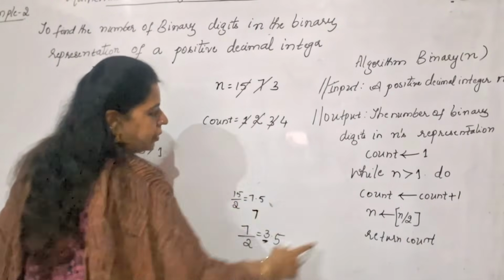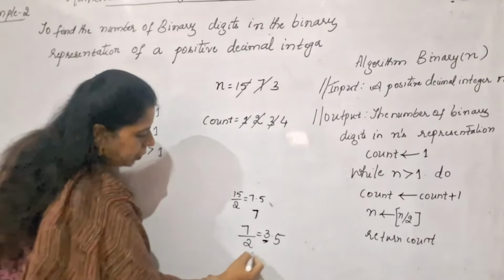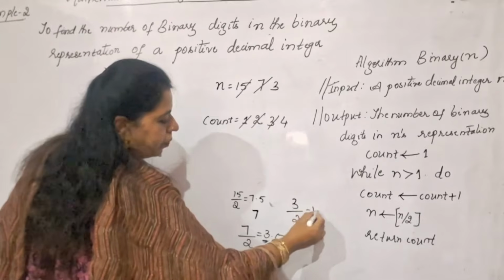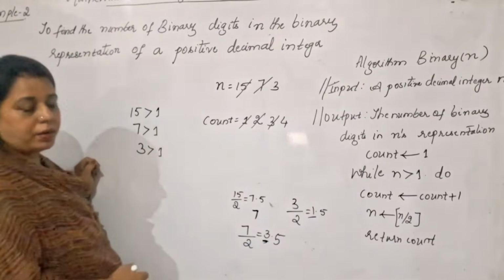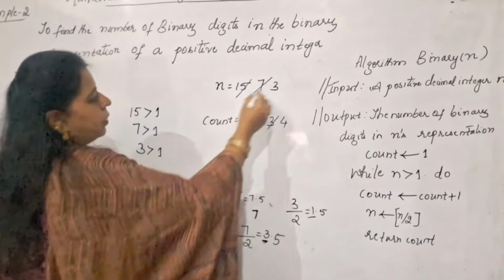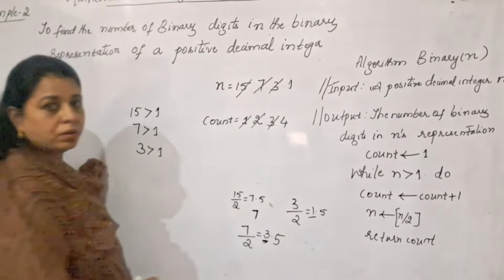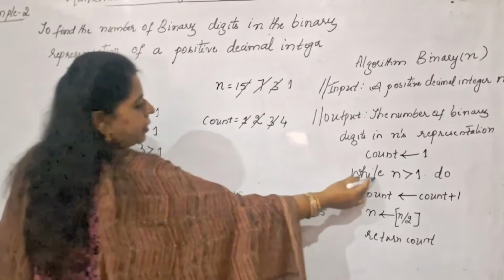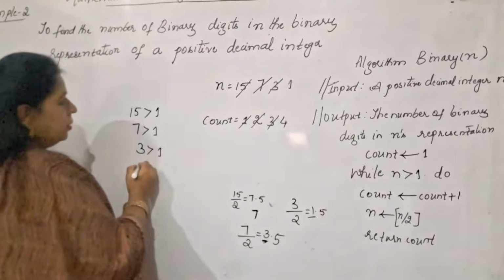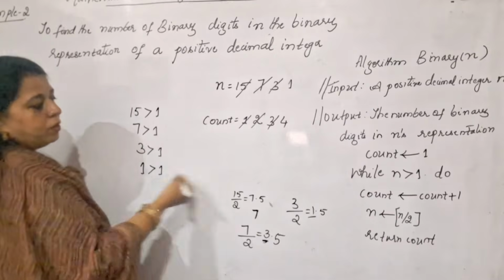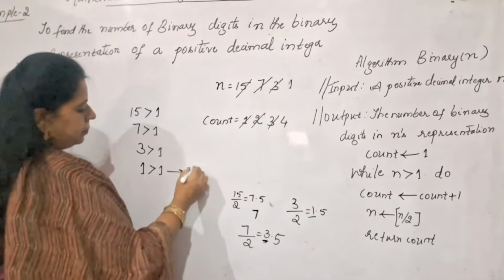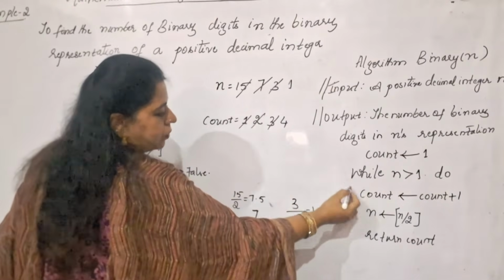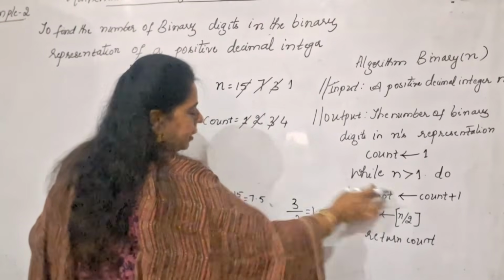Then you divide that n value by 2. So now you are having 3 divided by 2. How much will you get? 1.5. Take the integer part. Integer part is here 1. So the new value of n is 1. And then you check whether this n is greater than 1. 1 greater than 1? No. The condition is false. If the condition is false, then it will not enter into the loop. This count statement will not get executed.